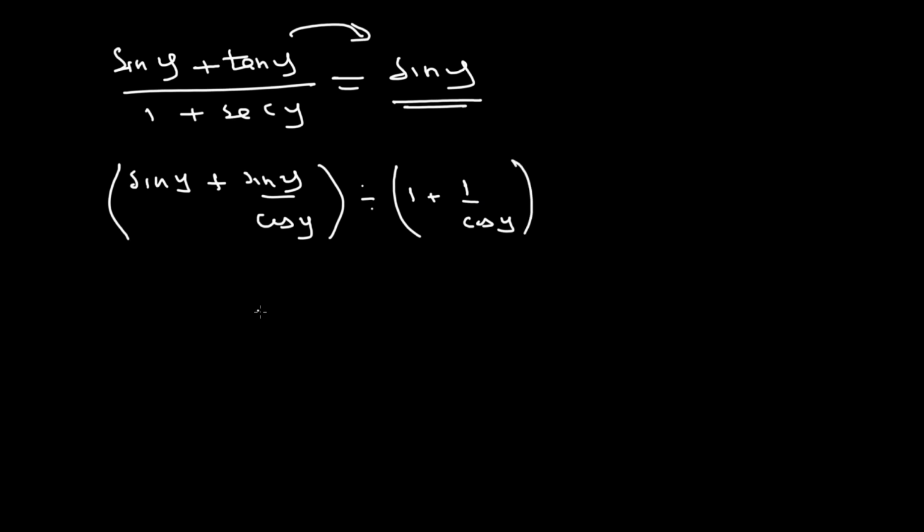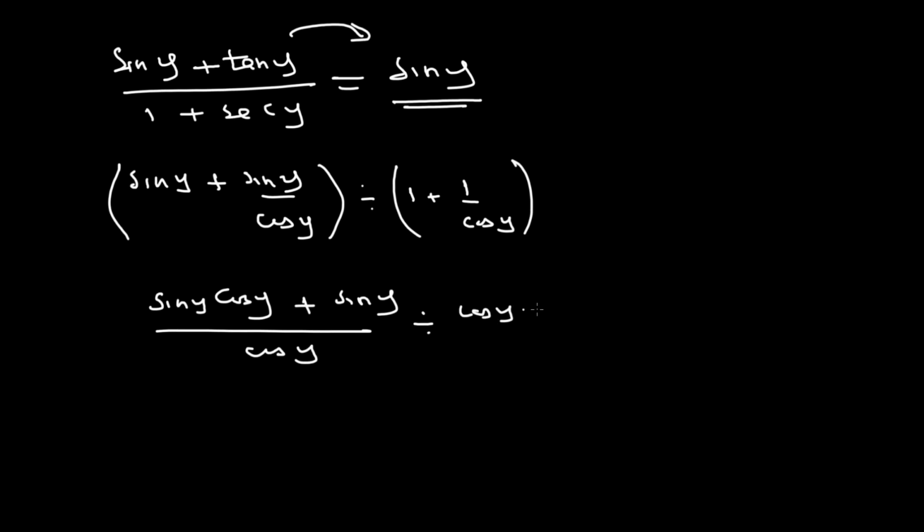We'll say cos y. What else can I do here? I feel like I can simplify these two, right? So I can say sine y cos y plus sine y, right, over cos y, divided by, this becomes what? This becomes cos y plus 1 over cos y, right? So what else can I do? I can change this to multiplication sign.